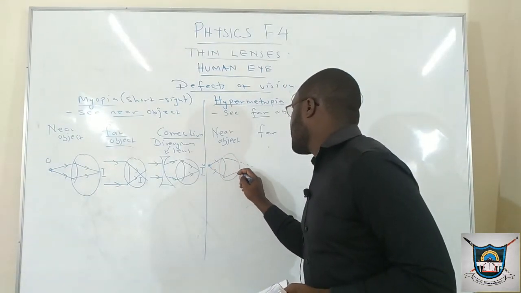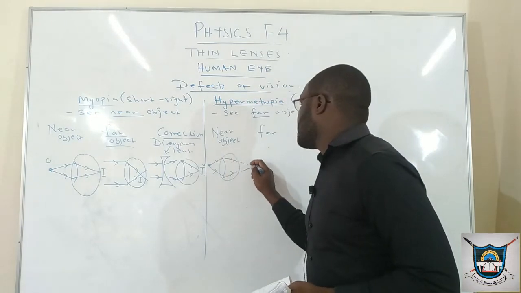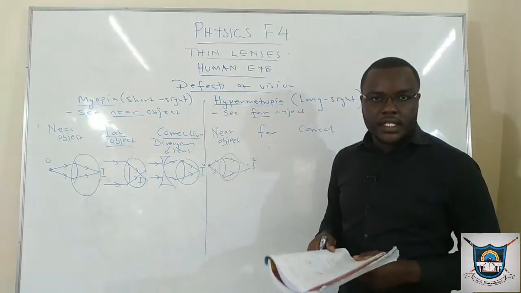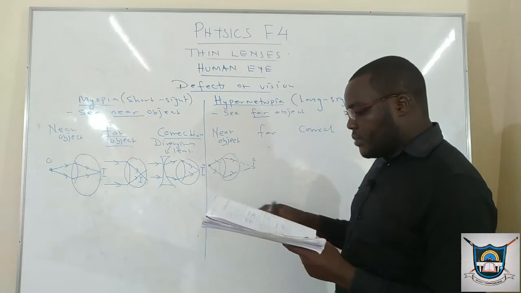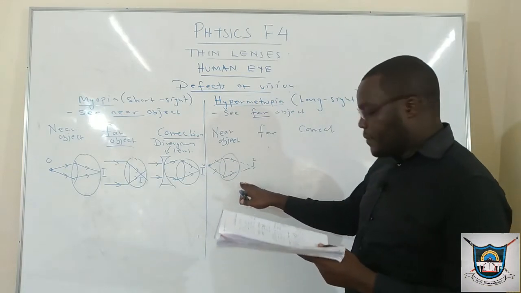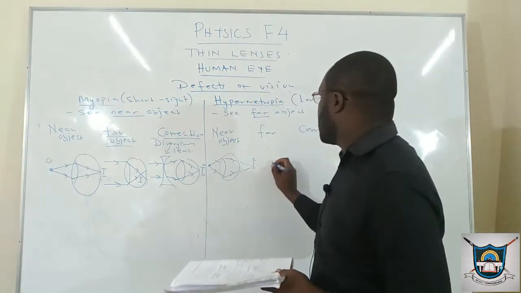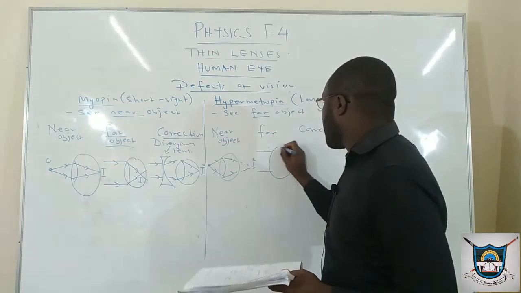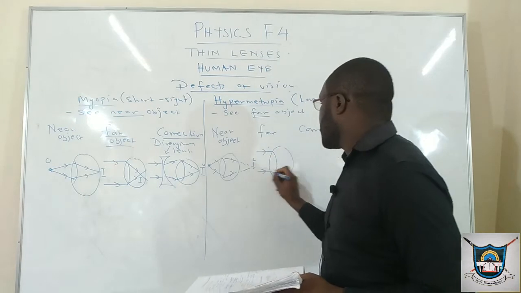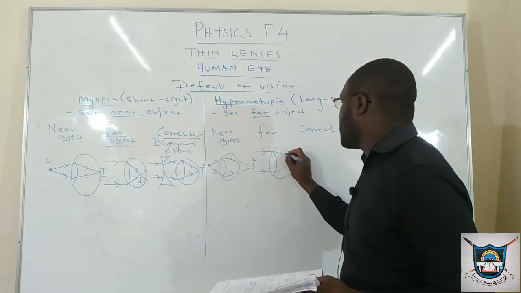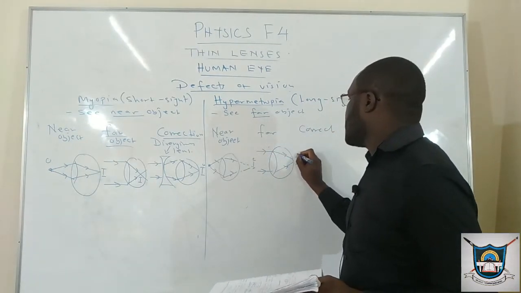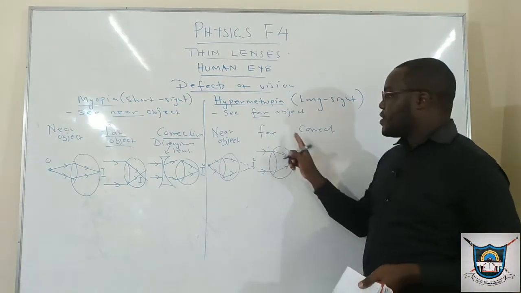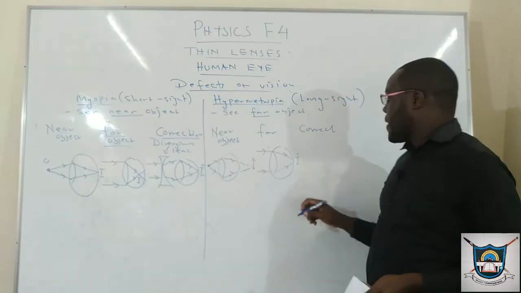So this is what will happen. The image now comes behind the retina. That's the problem there. So he is not able to see this object clearly. Next we have, in case the image is far, this is where now he or she is perfect. This one, the far one, it comes perfectly into his or her retina. So this one can see far objects clearly. How do we correct this?